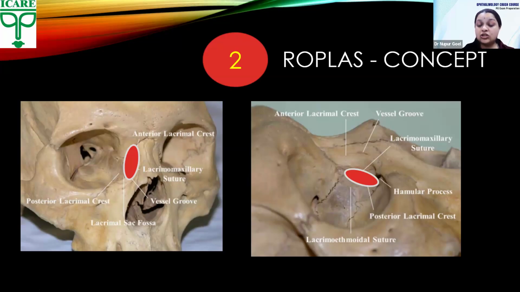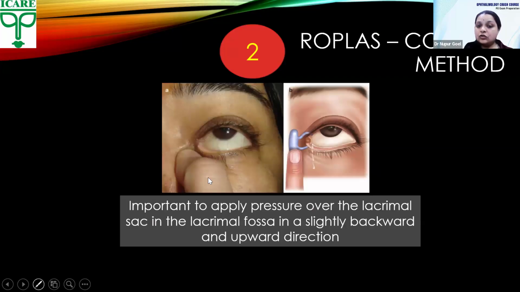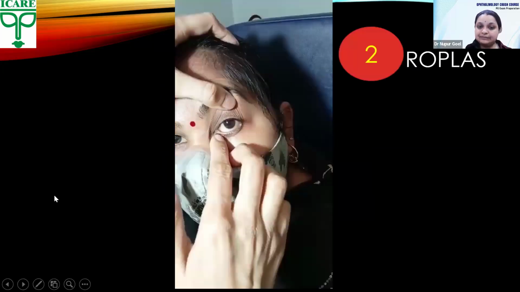Because of regurgitation on pressure over the lacrimal sac. To be able to elicit a correct regurgitation test, you have to apply pressure on the sac directly. If you apply it anywhere else, you will not be able to elicit it correctly. One key point is you can go along the floor of the orbit and then just go medially, and this is where your lacrimal sac is exactly.